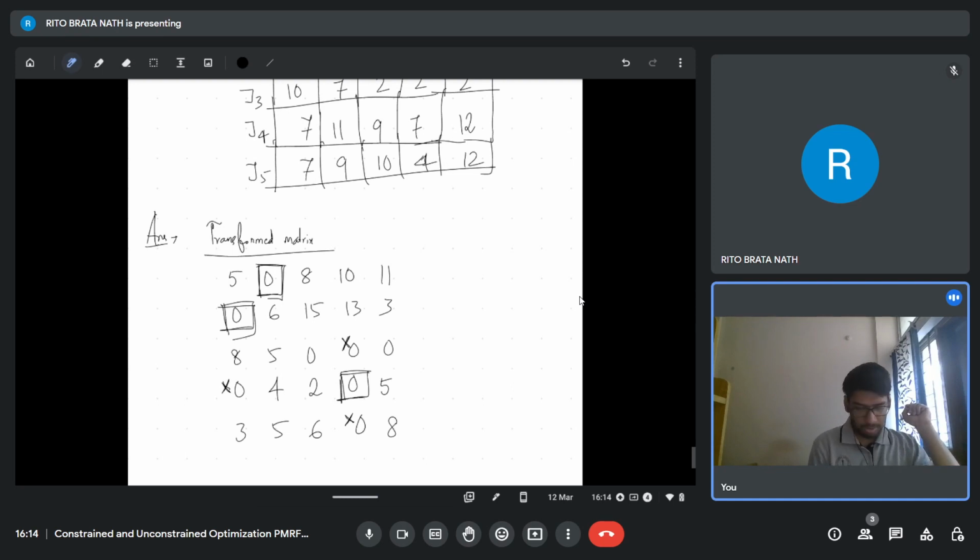You can now start to do it in the column wise fashion. So once you do this, you can pick this one again and this will be crossed out. Okay, but now the number of assignments is equal to 4, which is less than 5. So this is obviously not the optimal one.